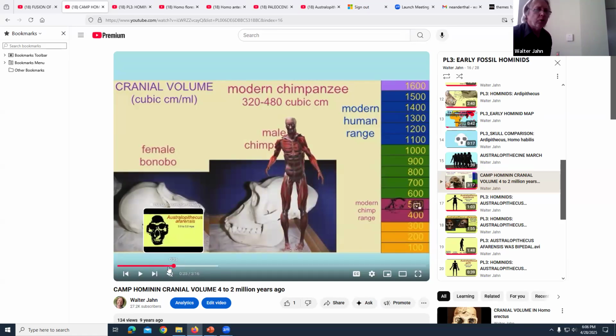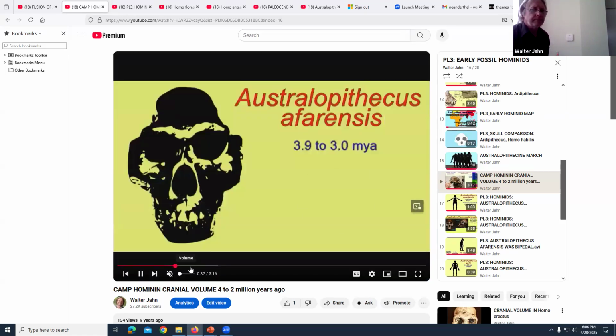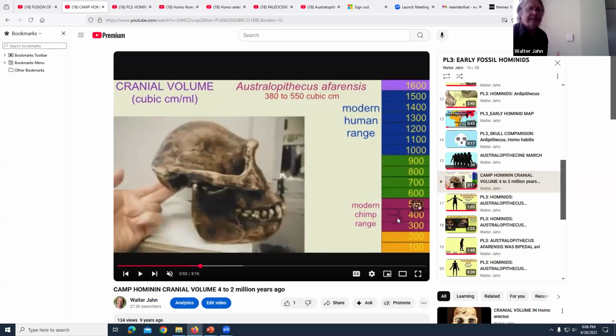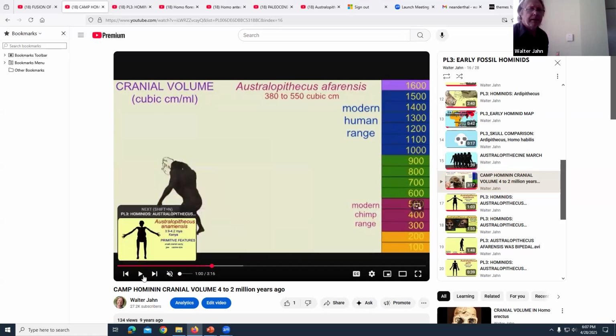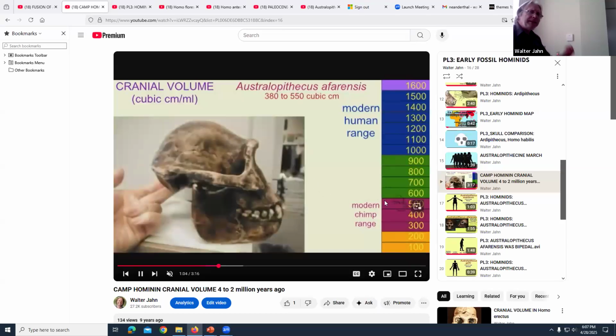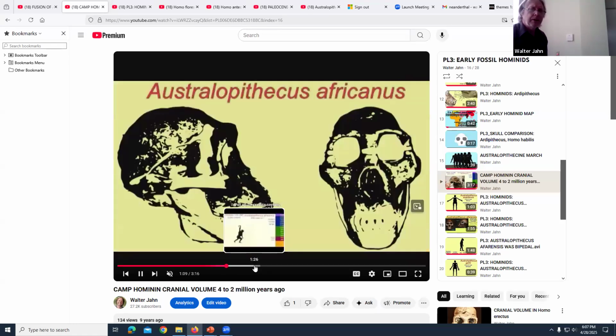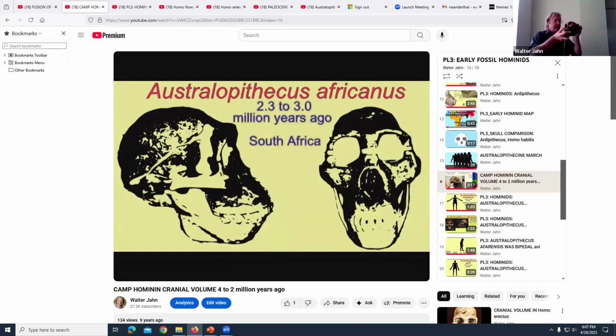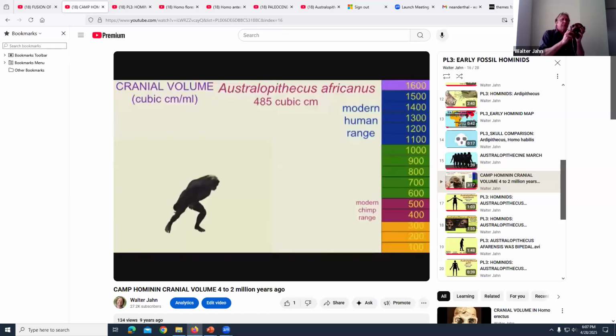So on these early members of Camp Hominin, they throw their skulls against the wall. Where is it? All right, still modern chimp range. It's maybe a tiny bit bigger than an average chimp's, but it's still kind of like an average chimp's, right? So when we hold up Lucy, this would be Afarensis, the species which made Lucy. The brain is still within chimp range. They did not get smart first, all right?